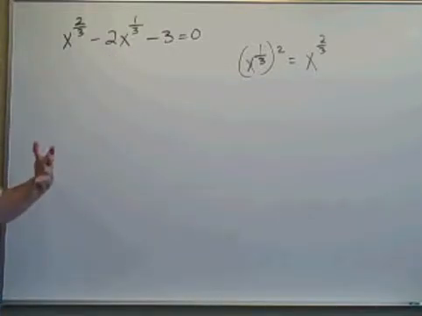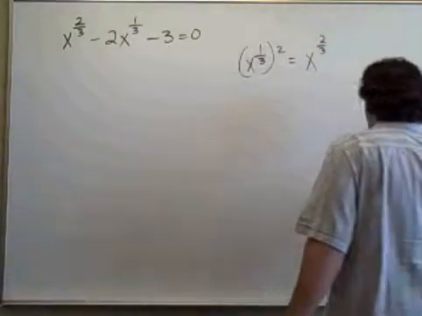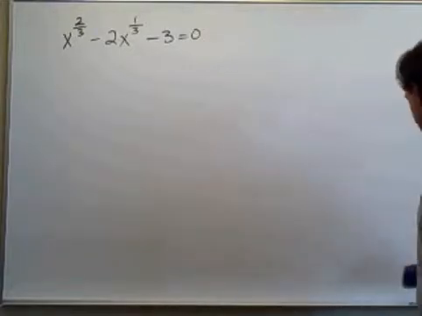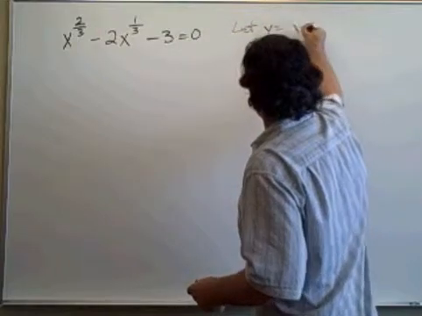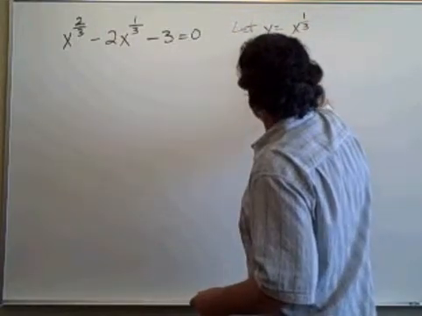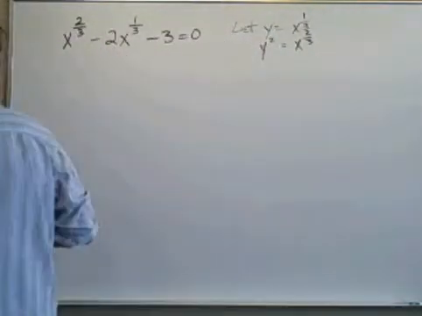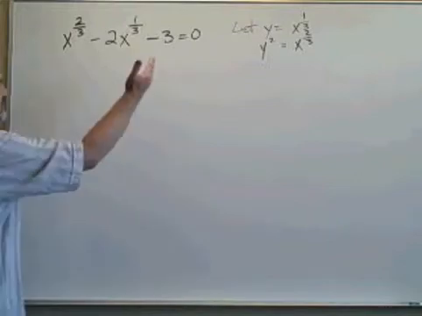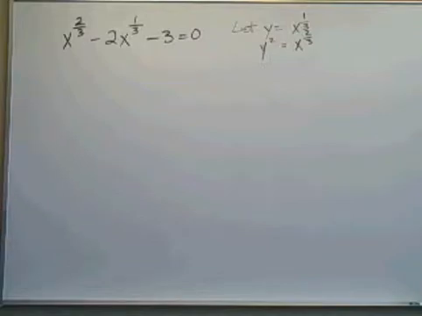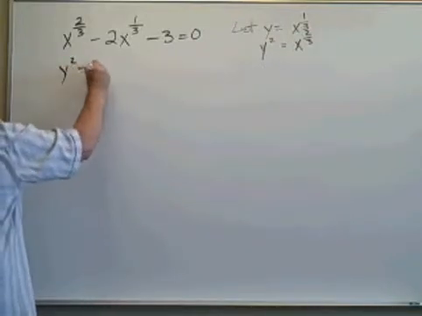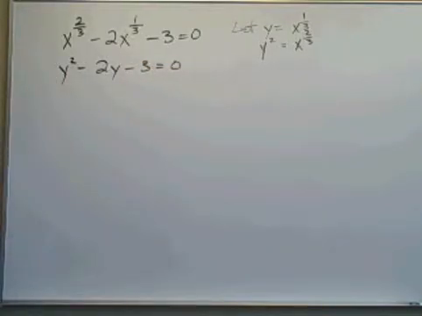So we're going to use this substitution approach again. Here I'm going to let y equal x to the 1/3. So wouldn't y squared then equal x to the 2/3? Where I have x to the 1/3, I'm going to put y. Where I have x to the 2/3 in my equation, I'm going to put y squared. That will create a nice looking quadratic equation which we can solve.